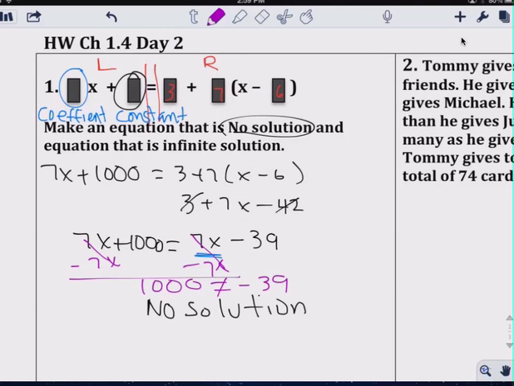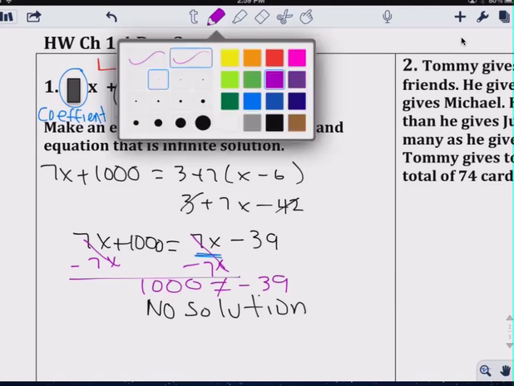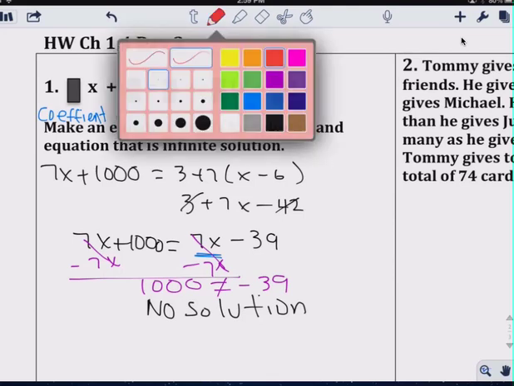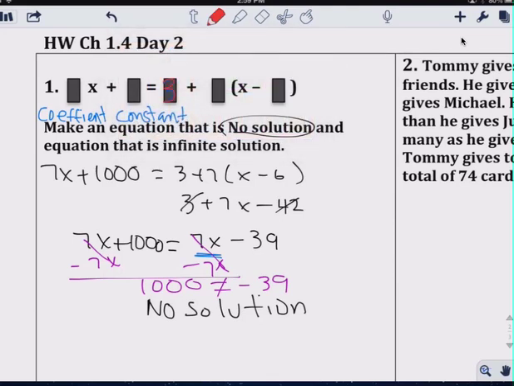Now we need to make it infinitely many, infinite solution. For it to be infinite solution, do you want to stick with the same numbers or different ones? Different numbers. Okay, let's go with different numbers. What do you want? 3, negative 1. Let's stick with easy numbers. 3, 1, 2, and 2.